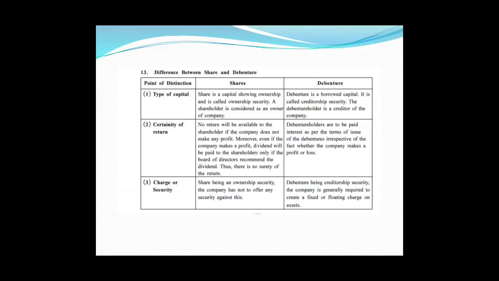Debenture being creditorship security, the company is generally required to create a fixed or floating charge on assets. We have already discussed fixed and floating charge when we discussed the important points of debentures. So you may go through that video also.